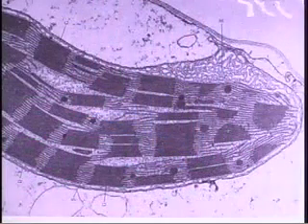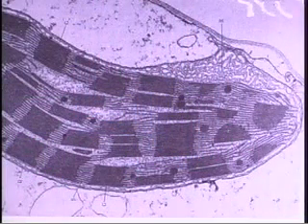The first electron micrographs of sections through chloroplasts stunned biologists. These were definitely something more than little green jelly beans. They were bodies with an elaborate internal structure.